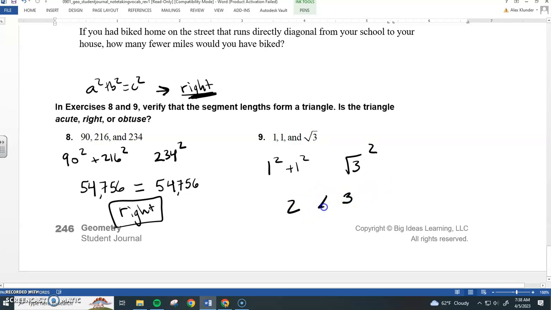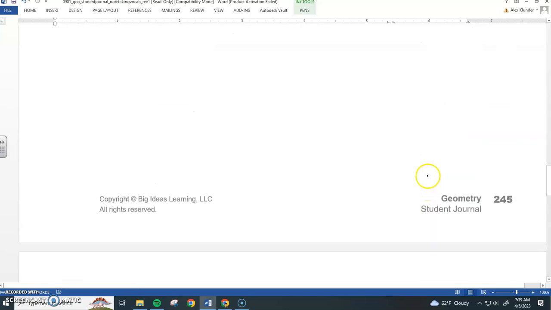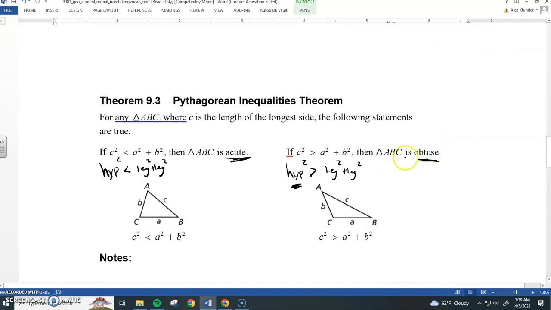So if I compare this, I'm going to write in this inequality. Notice how I did that. I didn't know what this inequality was going to be, but then I recognized that 3 is bigger than 2. So my hypotenuse is bigger than my legs. And when my hypotenuse is bigger, it must be obtuse. That's something you guys are just going to have to memorize. Just like up here, we see if my hypotenuse is bigger, then it must be obtuse.